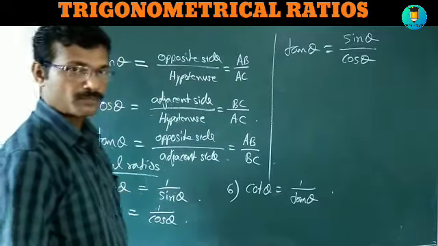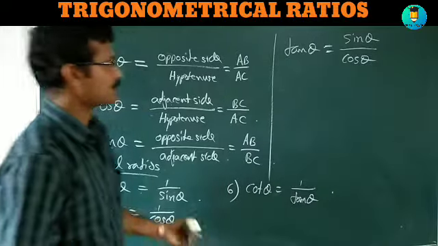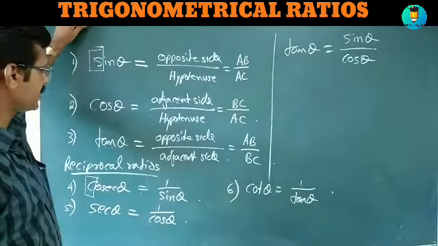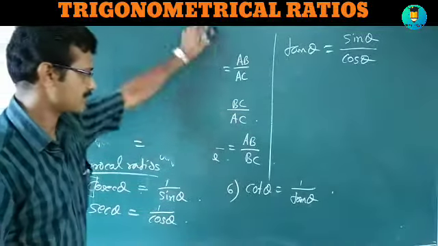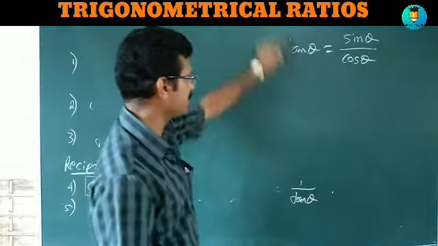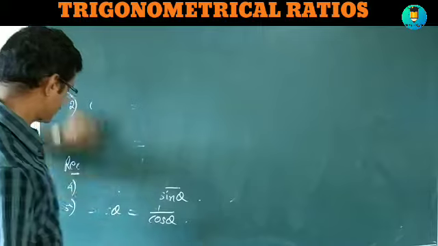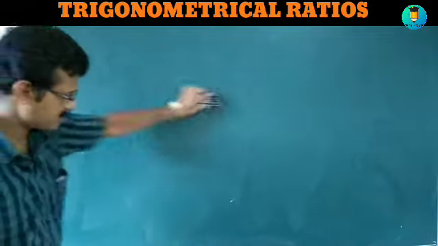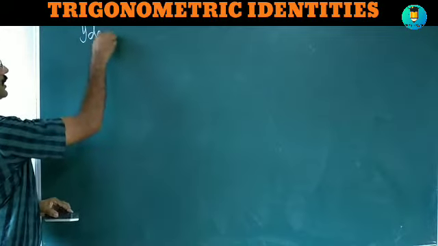And then some more results, that is the results connecting squares of these ratios. That we say as trigonometrical identities. So that I am also going to discuss. That we also need in the first exercise. What are trigonometrical identities? We say generally identities. This identity is very much needed in proving many questions. So I am going to discuss identities.